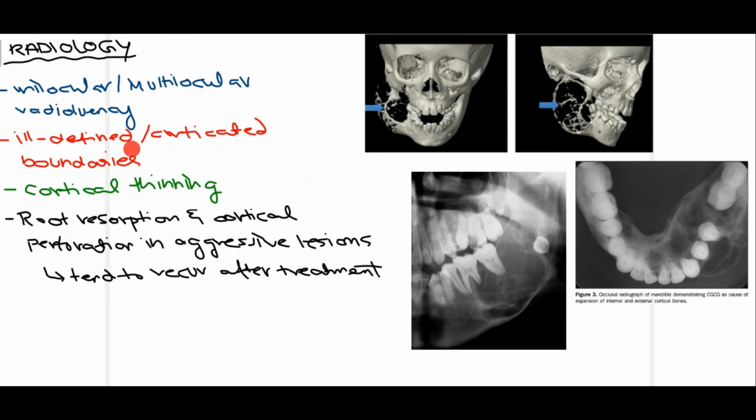Next, the boundaries can be ill-defined or they can be corticated. For example, in this case, you can see the boundaries are corticated. We can well tell where the boundaries of the lesion are. For example, in this case, the mandible, and also here we can tell that the lesion is corticated, and this is also multilocular as you can see in this radiological picture.